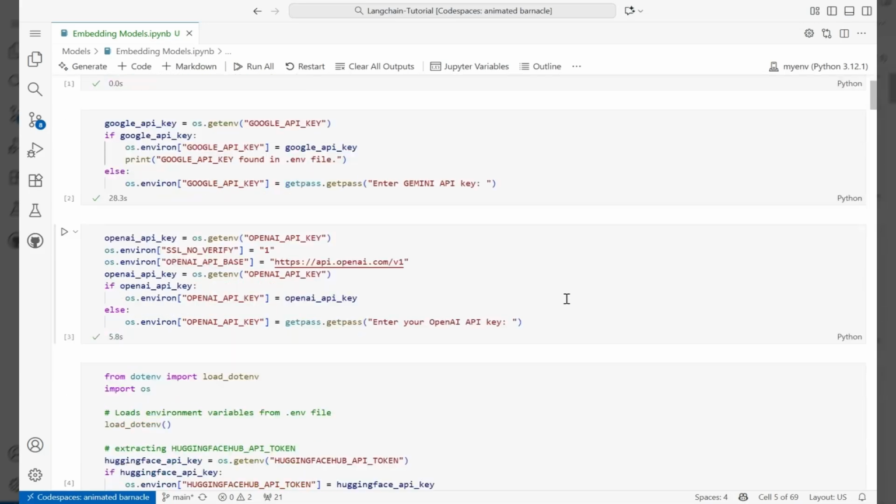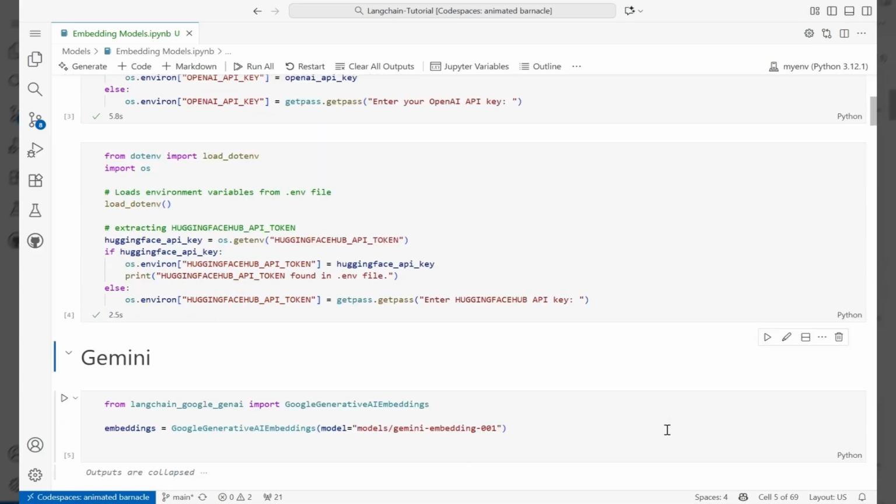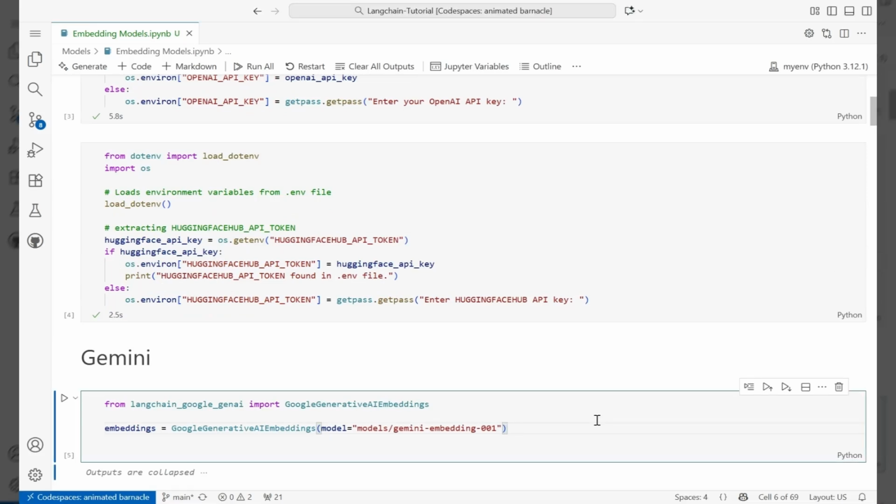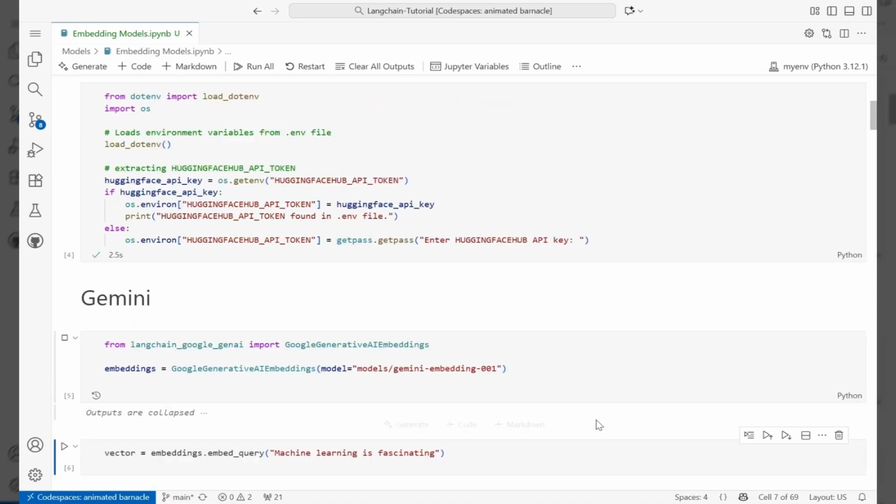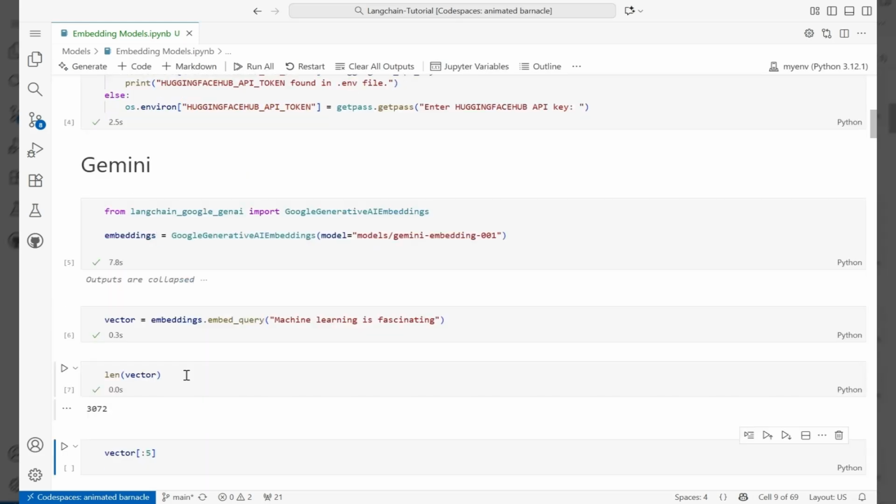First, let me import what we need. I will import the Gemini embedding model, that is Gemini embedding 001. Now, watch this. I am going to embed some text. If you see here, the dimension of this vector is 3072. It means my sentence became a vector with 3072 dimensions, and each of these numbers represents some aspect of the meaning of this sentence.